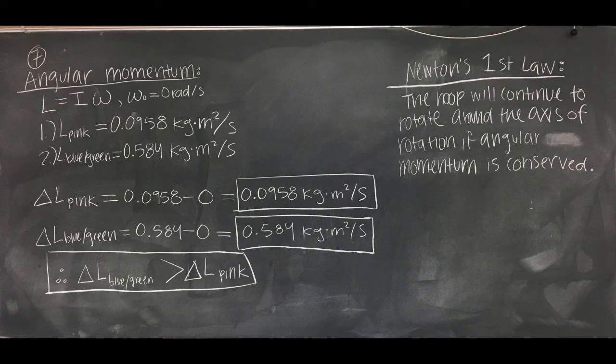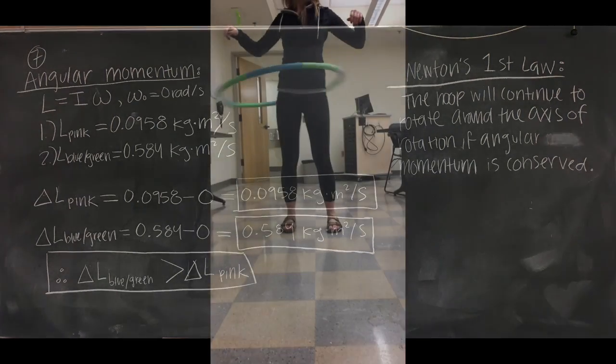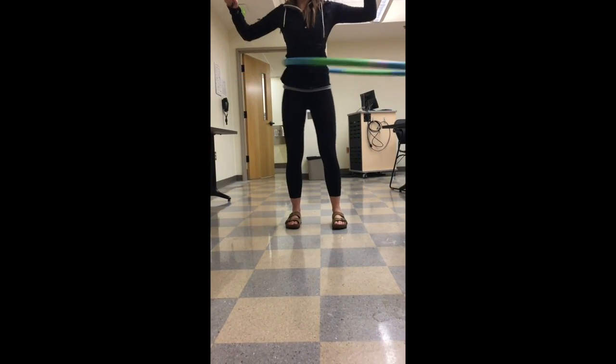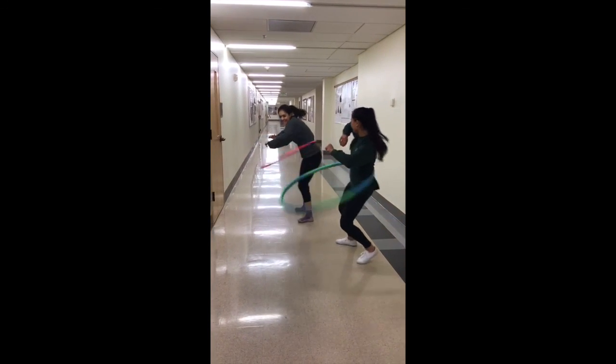Lastly, we multiplied the moment of inertia and the angular velocity to find the angular momentum of each hoop. Since we started at rest, the initial angular velocity is 0, so the initial angular momentum of each hoop would be 0. The calculated angular momentum would then be equal to the change in angular momentum. The angular momentum of the pink hoop was 0.0958 kilograms meters squared over seconds, and the angular momentum of the blue hoop was 0.584 kilograms meters squared over seconds. We found that the heavier hula hoop has a greater change in angular momentum than the lighter hula hoop, which implies that the heavier hula hoop would have a greater torque.